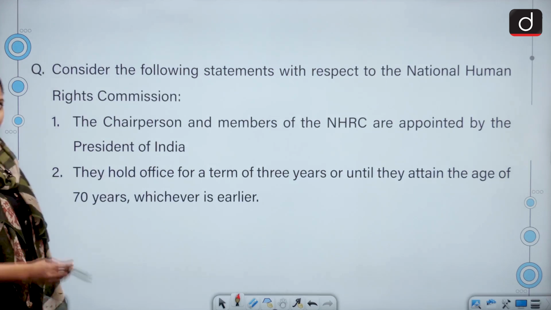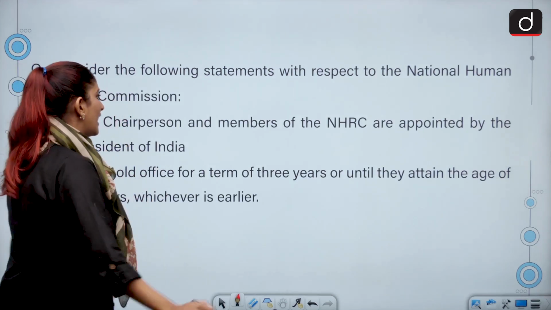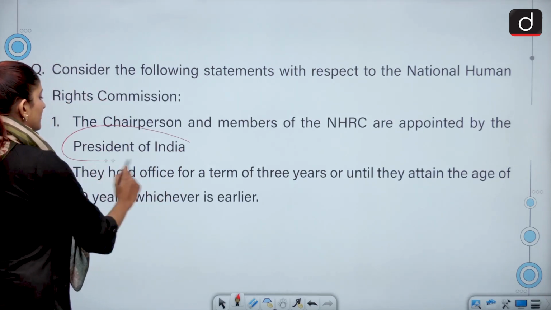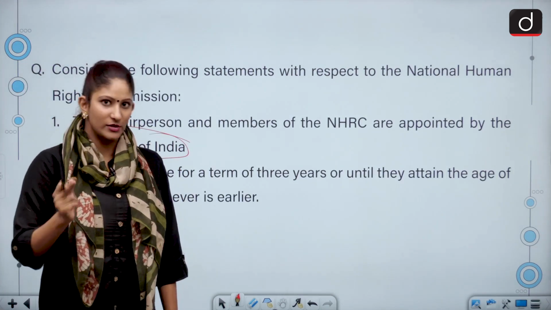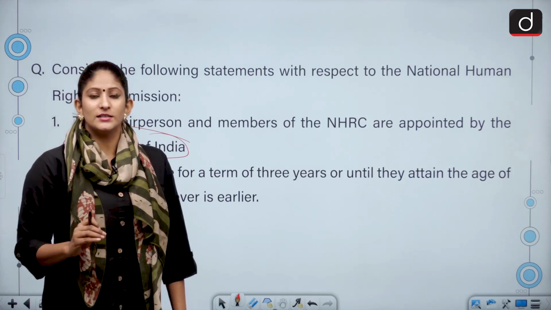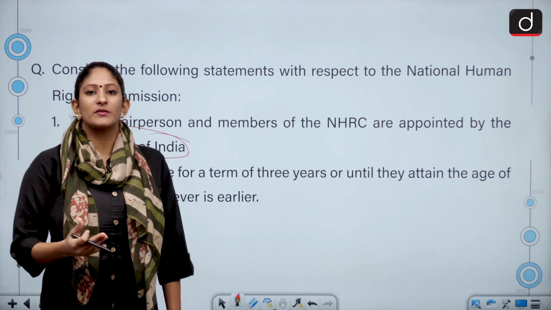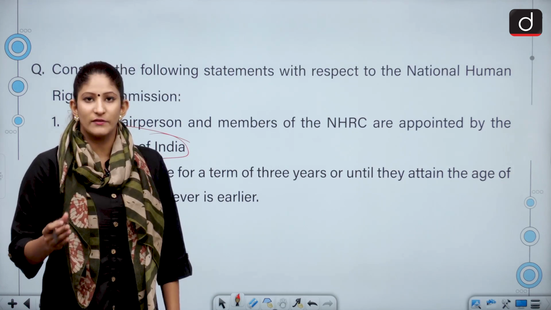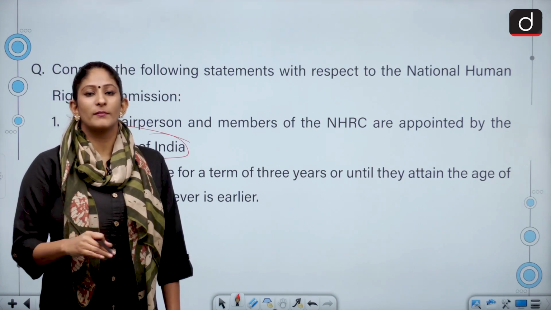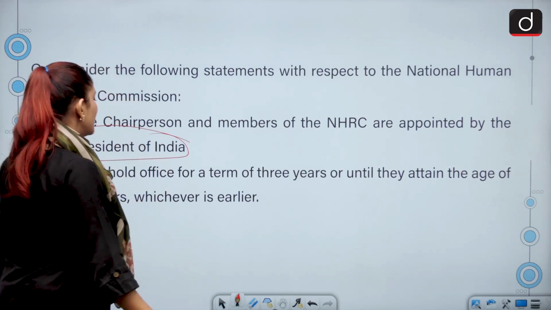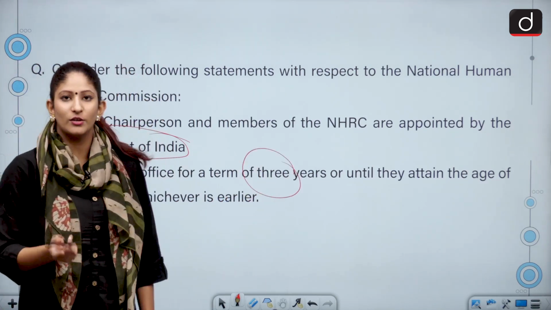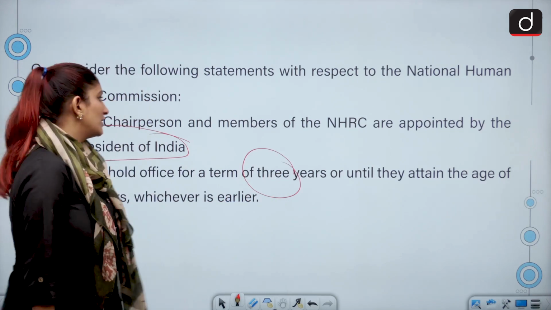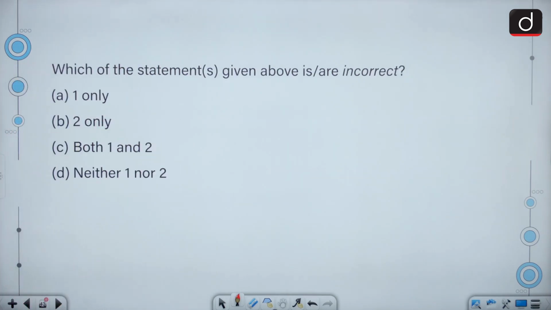First statement is correct. The chairperson and the members of the NHRC are appointed by the President of India on the suggestions of a committee. We will discuss that as well. Earlier, the tenure of the chairperson and the members was either 70 years or 5 years. But now, because of the bill of 2019, it is 3 years or 70 years, whichever is earlier. Both are correct. None of them are incorrect. The correct answer is option D.